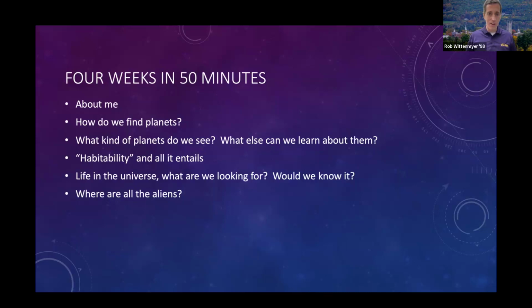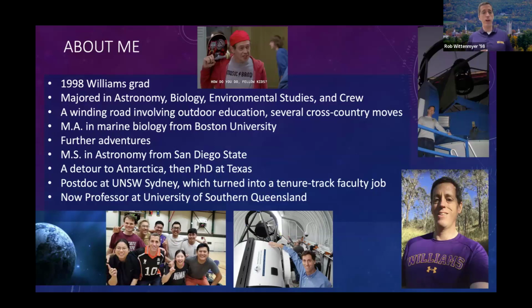So, quick bits about me. As you see, I'm in my purple and I got my background of the college. Class of 98, we just did our 25 year, it was great fun. Majored in astronomy, biology, envi, and crew, which if you're a rower, you know that's like a major. Did a lot of winding road sorts of things, as Williams people often do. Did some outdoor education, teaching credential, a few times across the country, trying to figure myself out. Marine biology, Antarctica is in there somewhere. That's a whole other story.